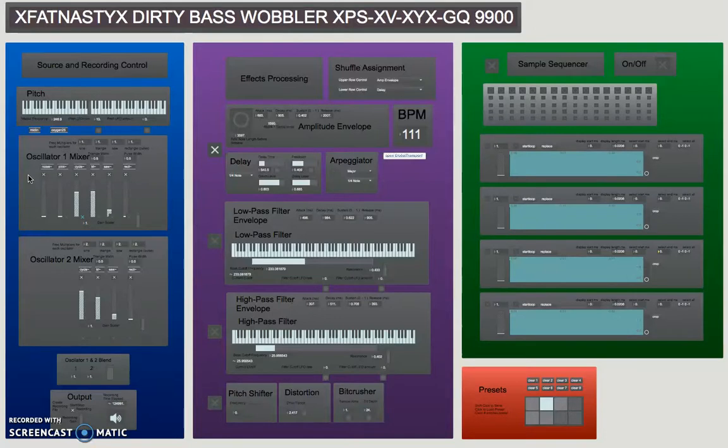You can toggle between and adjust the values of the signal generators going to each oscillator. By doing this, you build the timbre of your synthesizer. The 2 oscillators default at being an octave apart, but you can customize the interval. You can blend the 2 oscillators together.